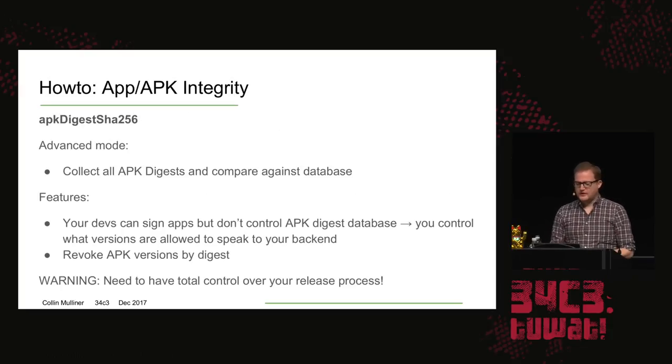But you can also go into advanced mode and also compare the APK digest. That's, of course, a little bit more difficult, because that means for every single APK you ever released to the App Store, you have to record the digest of the file, because if you didn't do that, you will reject people and say, hey, we don't recognize this app. You probably modified your app, but in reality, maybe you just forgot to collect the data. So you have to have very tight control over your release process, but you can do cool stuff like revoke specific APK versions at this very early part in the communication with your server by just deleting that specific digest from your database, and then SafetyNet will basically block this APK for you.